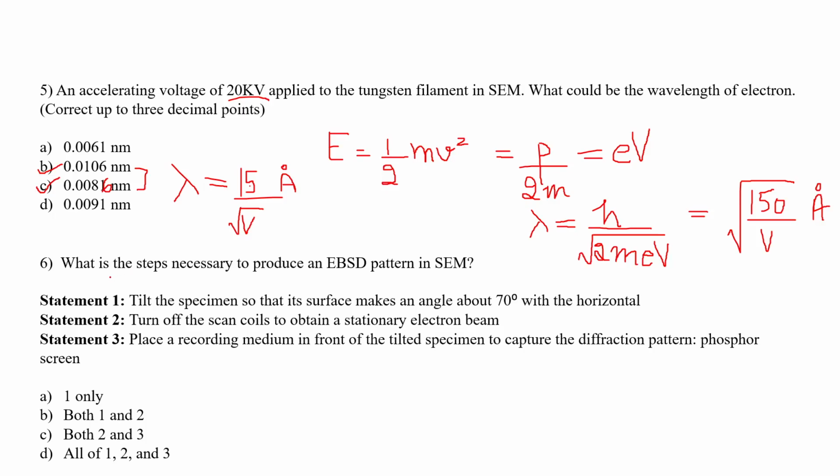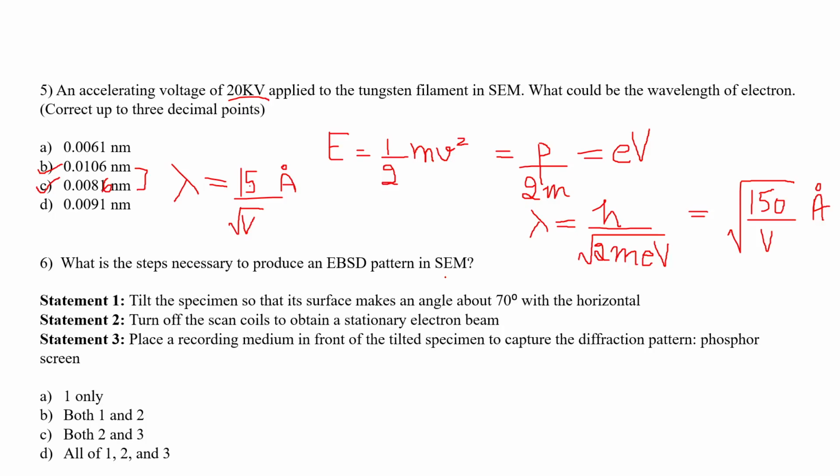So the next question says, what are the steps necessary to produce the EBSD patterns in SEM? The steps required will be, statement 1 says tilt the specimen so that its surface makes an angle of about 70 degrees with the horizontal. This statement is absolutely correct.